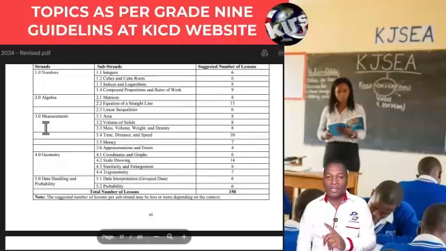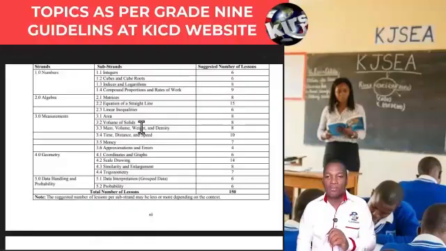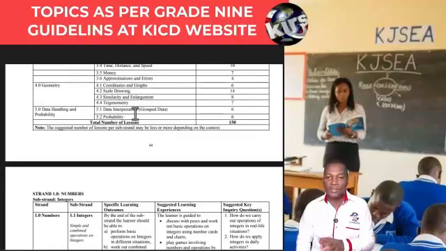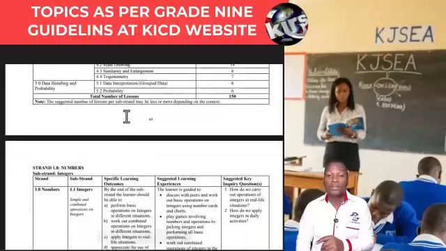Then we go to measurements, where we have area, volume of solids, mass, volume, weight and density, time, distance, and speed. Then we have money. Then we have geometry, under which we have coordinates and graphs, scale drawing, similarity and enlargement, trigonometry. And then from there, we have data handling and probability: data interpretation, grouped data, and then probability. These are concepts which mostly come in Form 3 in the current 844 setup.